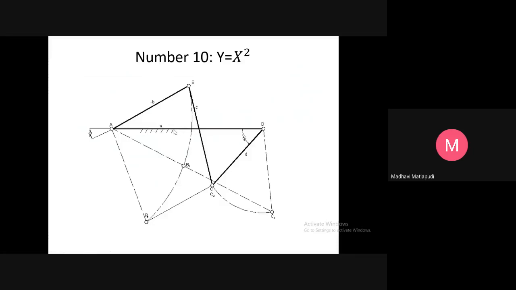But to obtain such a thing, you have to accept an error of 2.31 degrees. So this is a fixed link. You give input to this. The path traced by the input link is this. This is this for the given range of angle. Then the path traced by the D will be this, will be C1, C2. So that path will be generated as an expression of x square.